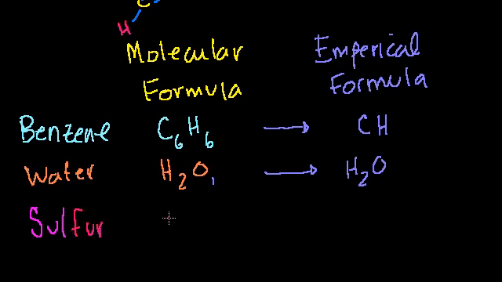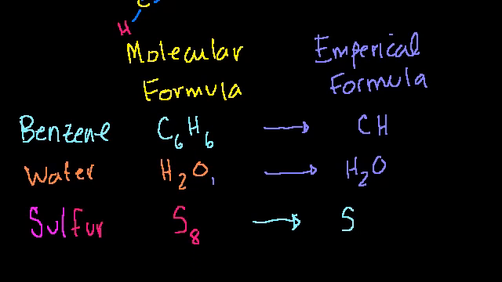Sulfur. So the molecular formula is S8. It forms this neat kind of octagon-looking chain of sulfurs. If I were to draw that, you would see that, and you could look it up on Wikipedia if you like. But its empirical formula: if you had just a bag of sulfur, you don't know that each molecule has 8 sulfurs. You just have a big bag of sulfur. So for the empirical formula, there's only one atom in this molecule. You divide by 8 and you get S. So you just know that all you've got there is sulfur.